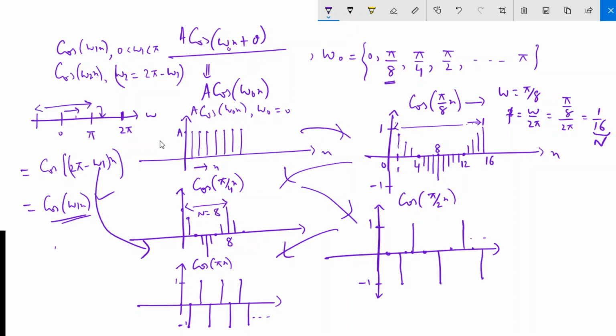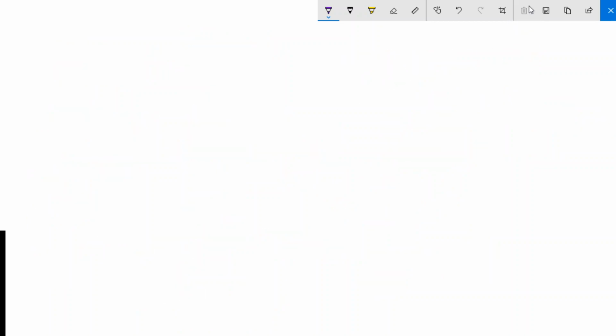It means any frequency for which mod of omega is greater than pi, you will get a similar frequency within this band minus pi to pi. So those will be the aliases of this frequency band. Okay, so these are three important properties of discrete-time complex exponential signals that we have discussed. So I will just conclude what we have discussed here.